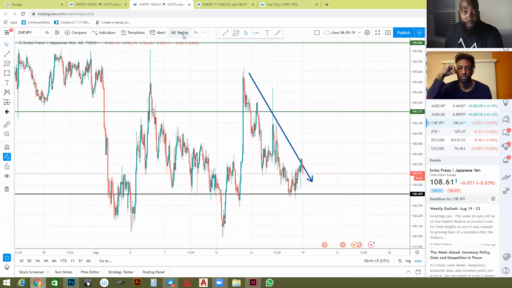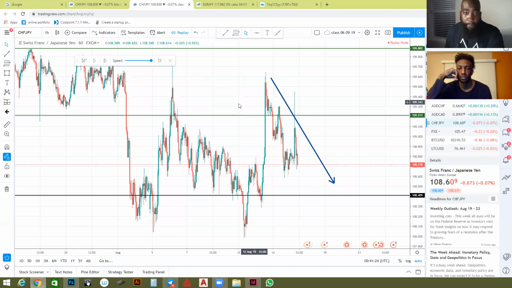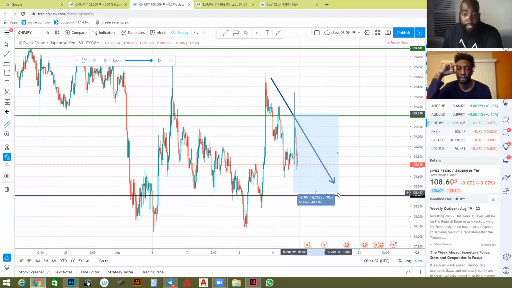Even if I caught price right here, and I was like, okay, I see that price was rejecting off this 1 hour level multiple times, I'm going to sell it right here. I personally would only sell price from this zone to this zone.